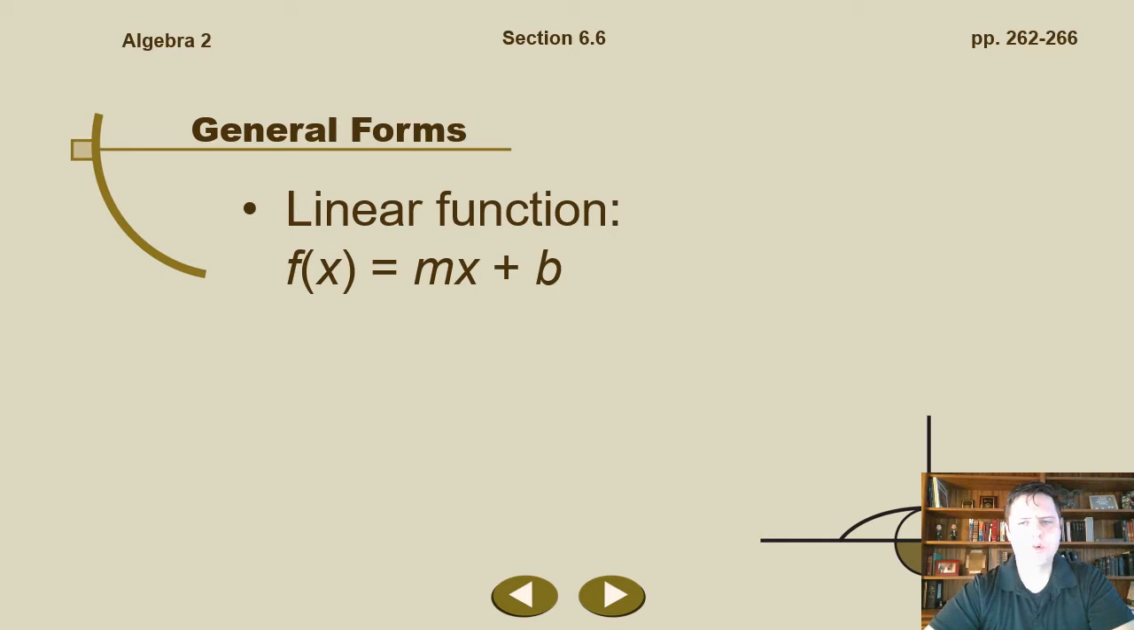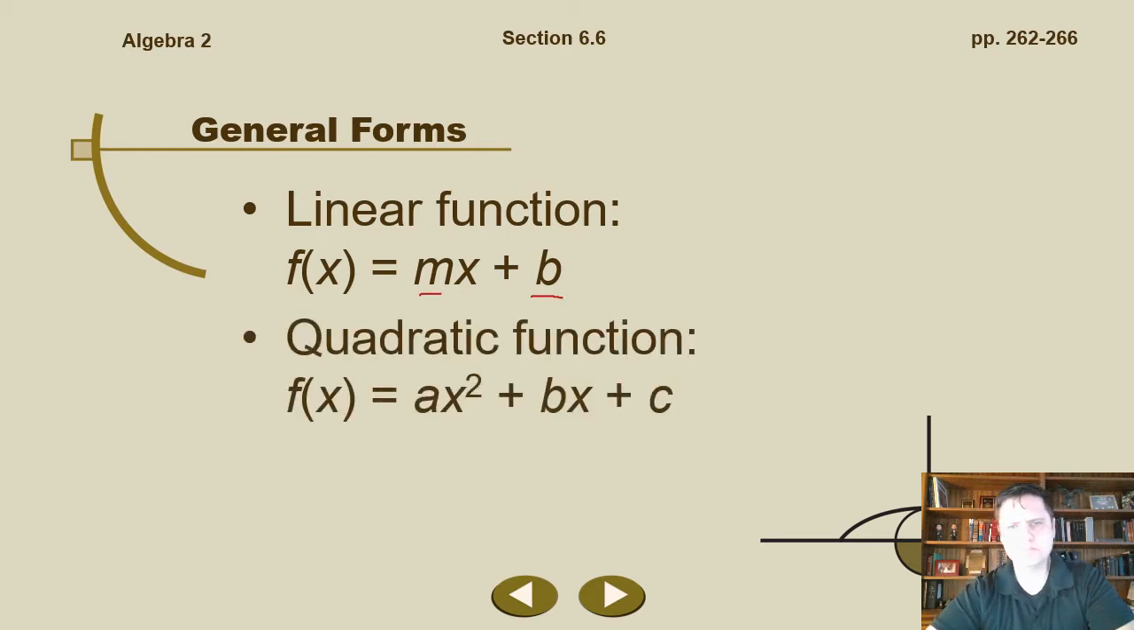All right, so we're going to talk about just general forms of equations. First of all, the linear function, which you guys are already familiar with, is just f of x equals mx plus b, where m is the slope and b is the y-intercept. In the quadratic function, we have f of x equals ax squared plus bx plus c, which you've also already seen.